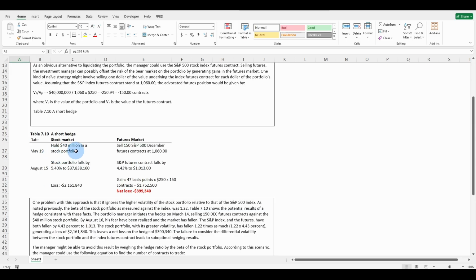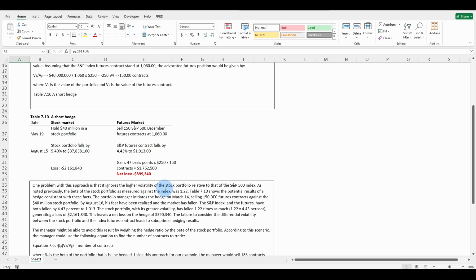Stock market, May 19th: hold 40 million in a stock portfolio. Sell 150 S&P 500 December futures contracts at 1060. August 15th: the stock portfolio falls by 5.4% to 37.83816 million. The S&P futures contract falls by 4.43%. Oops. So you lose on the portfolio, but you gain 4.43% times 250 times 150 contracts, which equals 1.762 million. They have a net loss of almost 400 grand.